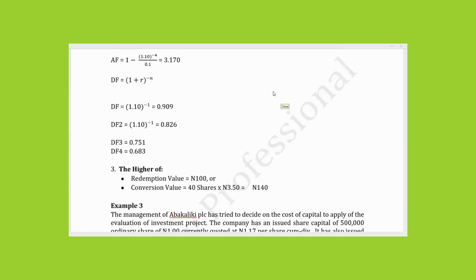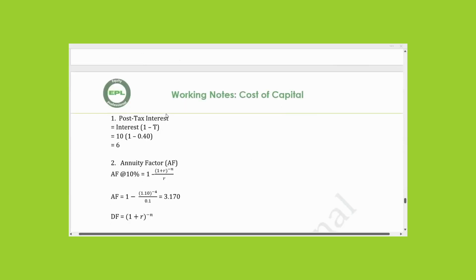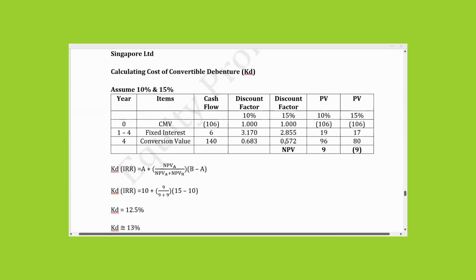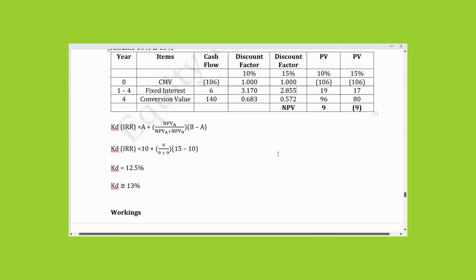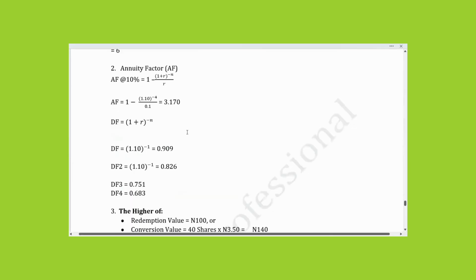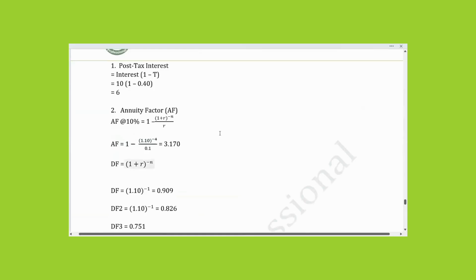I have a problem with that calculation in the fixed interest column, the calculation using 15%. I was able to get the 10, but the 15%, that 2.855, I've been struggling to get that. Are you with your calculator? Yes, sir. So bring out your calculator. Let me write it down for you here.